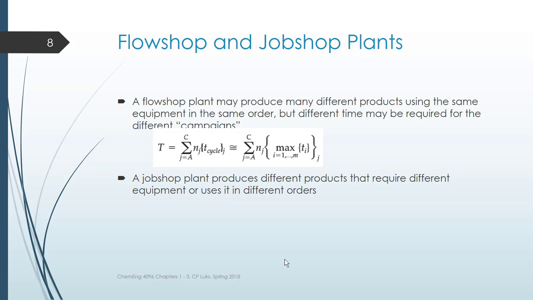A job shop is going to produce different products that are going to require different equipment and use each piece of equipment in a different order. So that's going to be more complex scheduling. With a job shop, I'm not going to be able to just use my simple little formula of saying, take the longest step and multiply by the number of batches I'm going to run.